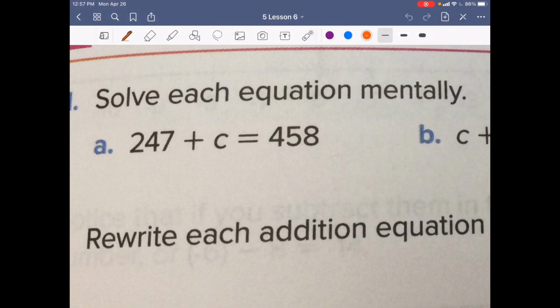We have 247 plus C equals 458, but we're going to subtract 247 from that. 8 minus 7 is 1, 5 minus 4 is 1, and 4 minus 2 is 2. So our C would equal 211.